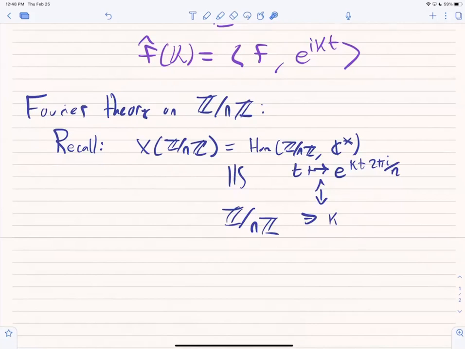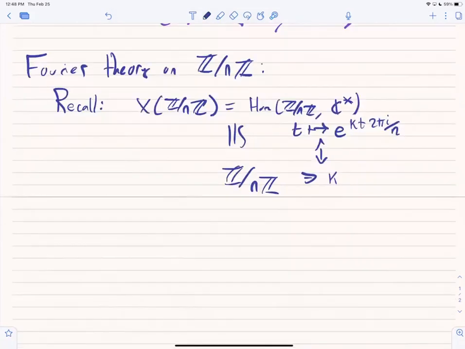So we know what the characters of Z mod NZ are. Let me call this chi sub k, I think that's what I called it before. This character that sends t to e to the kt times 2 pi i over n is the unique character that sends 1 to e to the 2 pi i times k over n. That is an nth root of unity, and it's the unique map that sends 1 to that. So I called that chi k last time, and let me continue that.